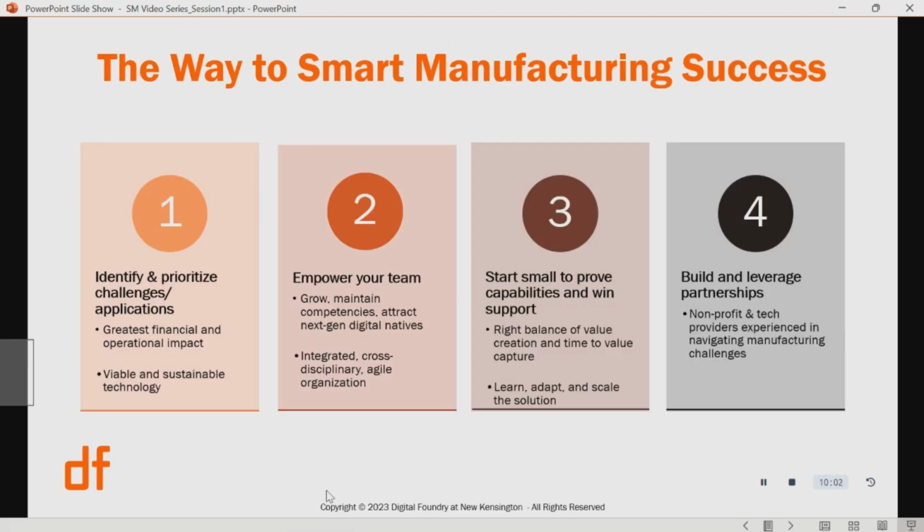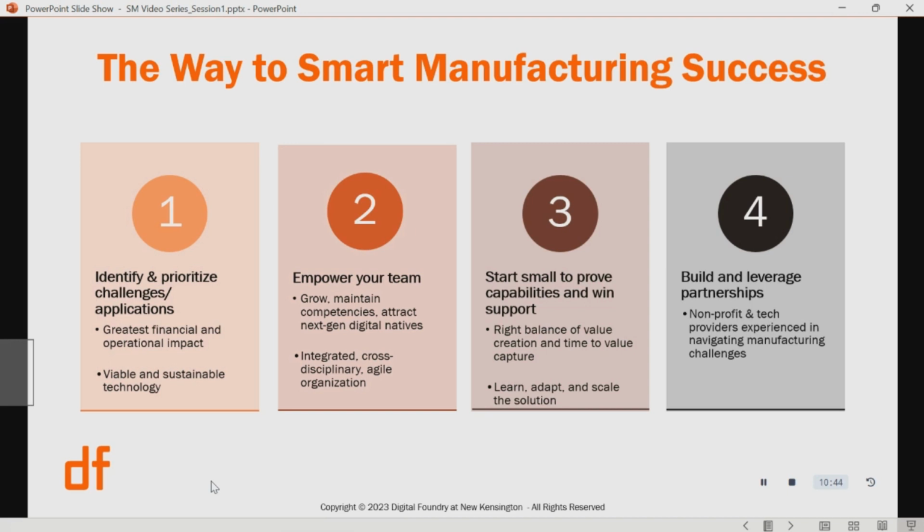So the way to get started with smart manufacturing for success is to first identify and prioritize the challenges or the applications and use cases where you would like to apply it. What are some of the greatest challenges you have in your operations, the greatest financial or operational impacts or bottlenecks or problems that if you could solve them, you know would have real value for your business? Is there a viable and sustainable technology that can help you to address that? Those are the starting points. I always start with not what's the technology first, what's the problem first, and then is there technology out there that can help you address that problem?